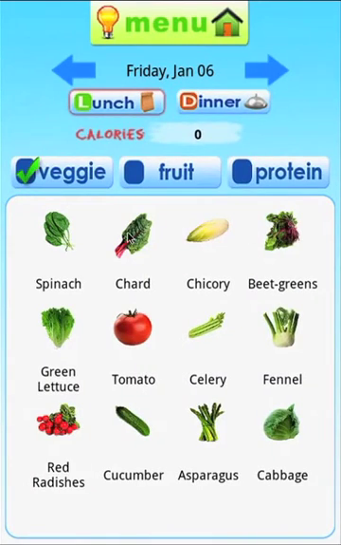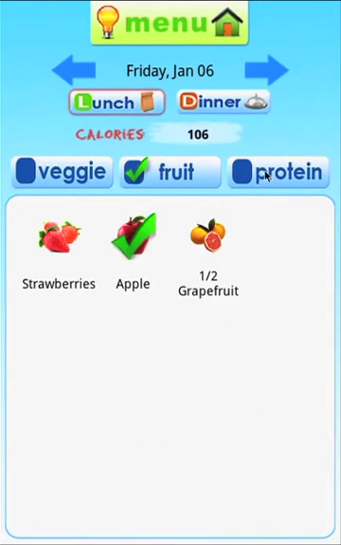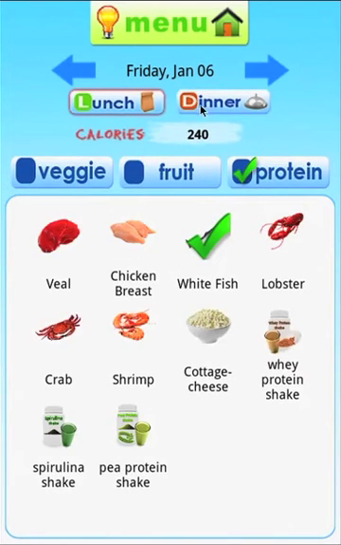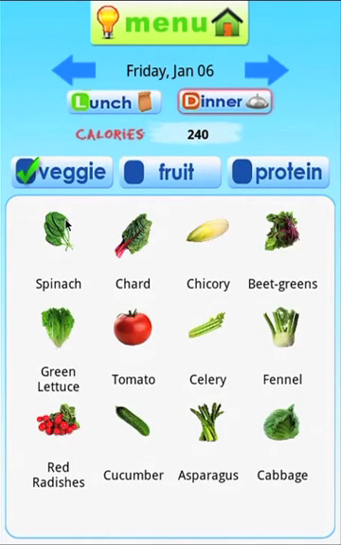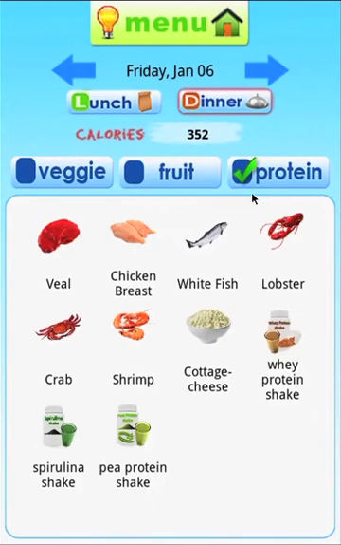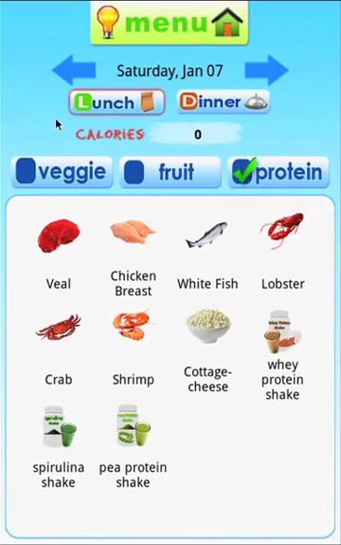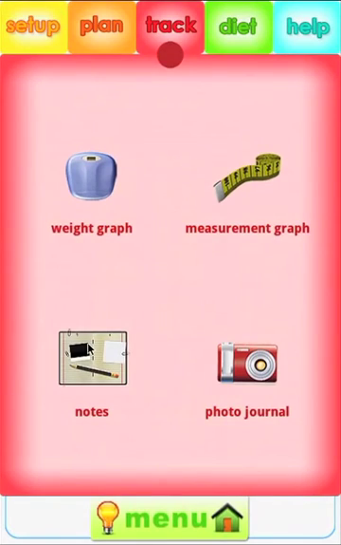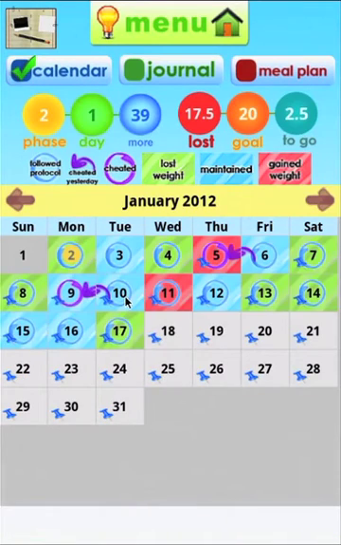Let's take a look at planning on the 6th. Now dinner, my veggie, my fruit, and my protein. Let's go back to notes. We should see the blue push pin has disappeared.